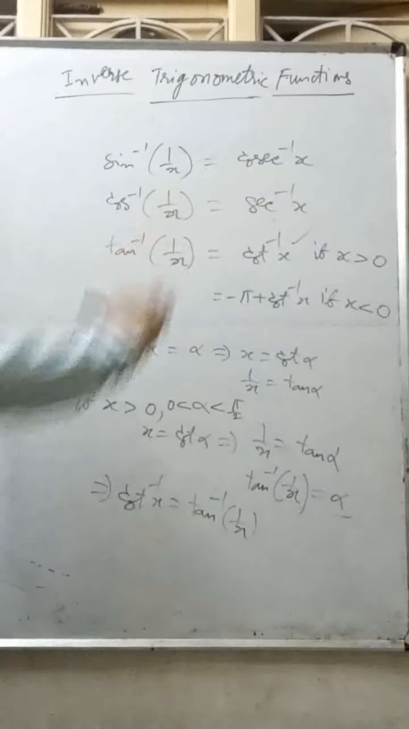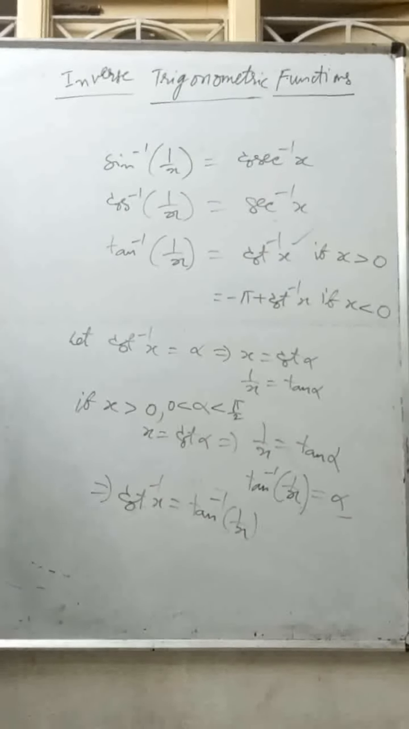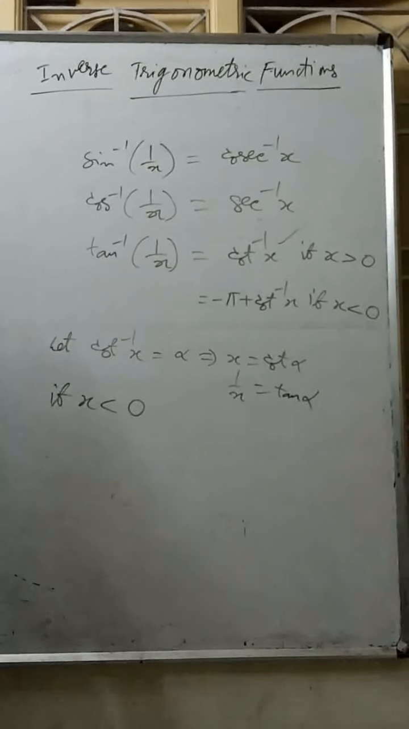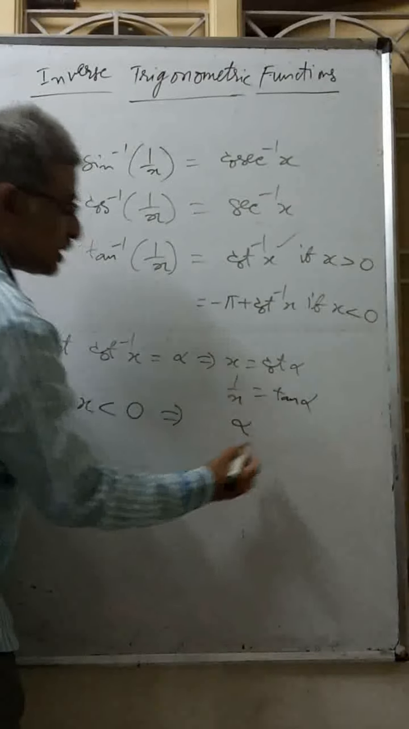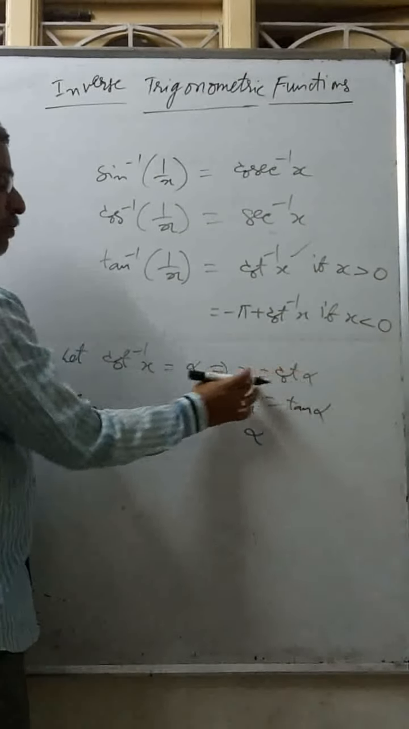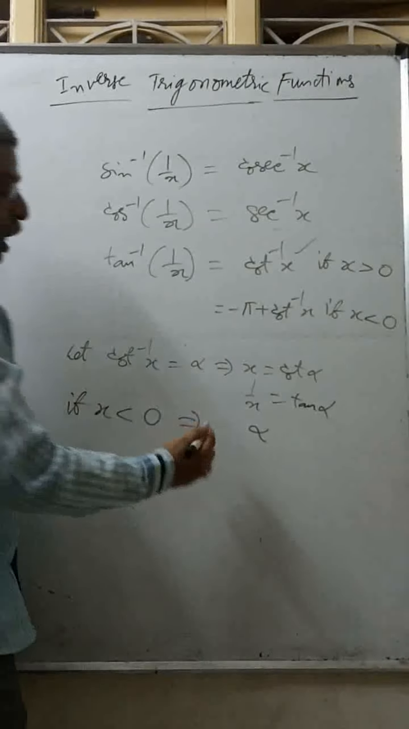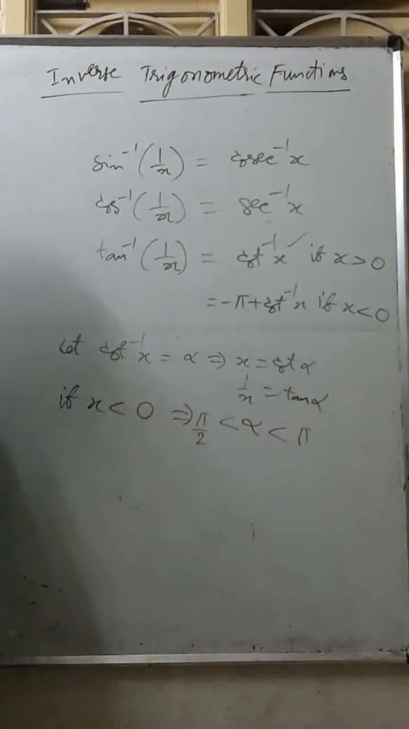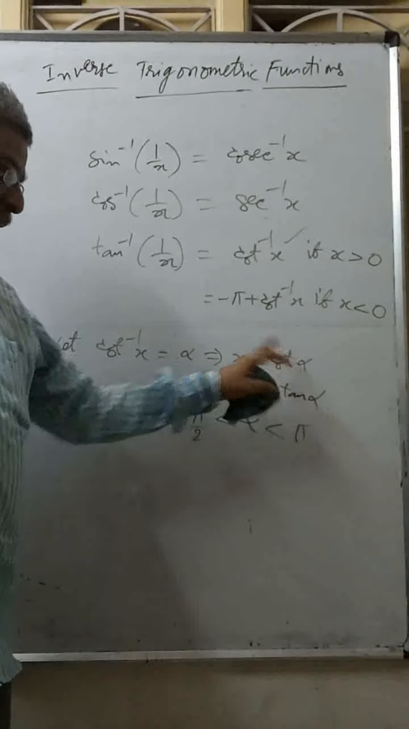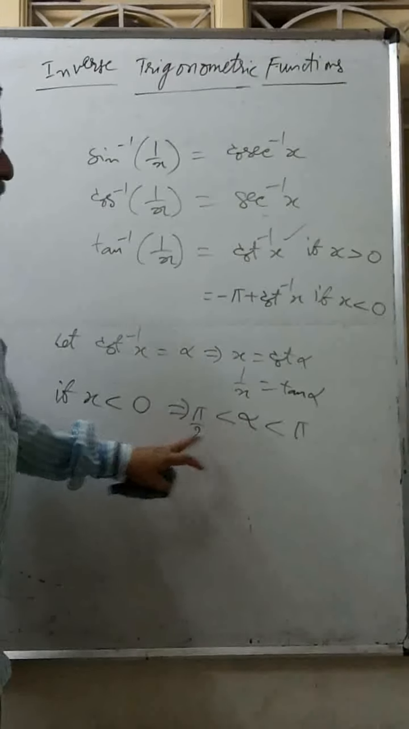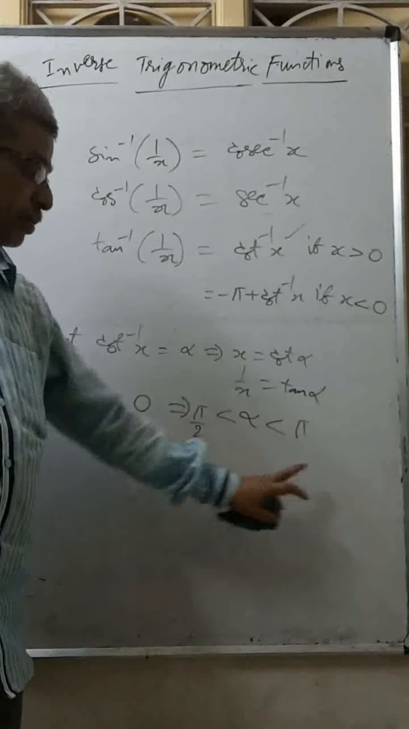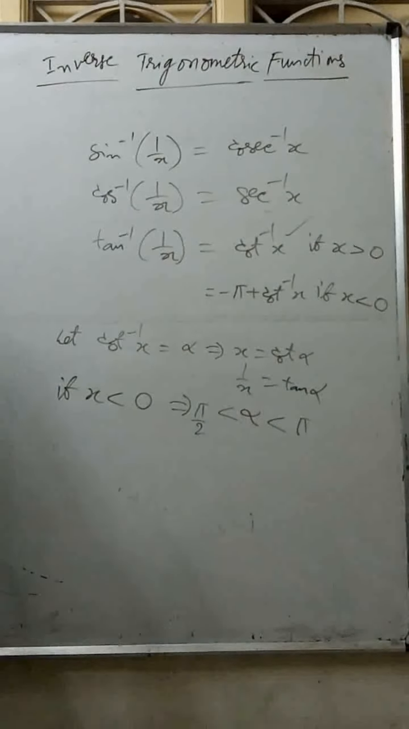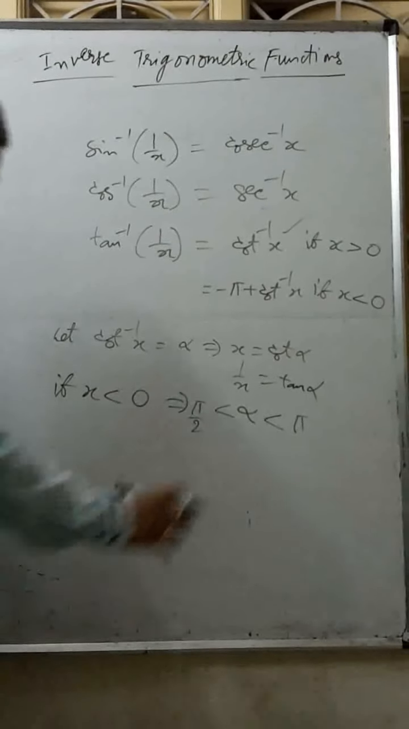But what happens if x is less than 0? If x is less than 0, cot alpha is negative. When is cot negative? It is in the second quadrant, which means alpha lies between pi by 2 to pi. Our domain of tan is minus pi by 2 to plus pi by 2, so it is not in our domain.